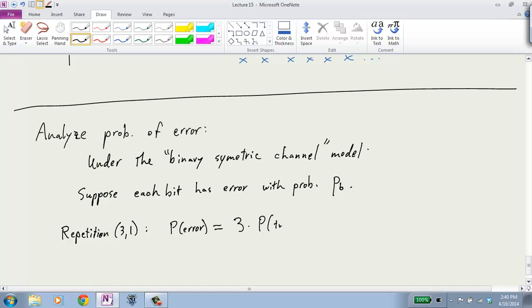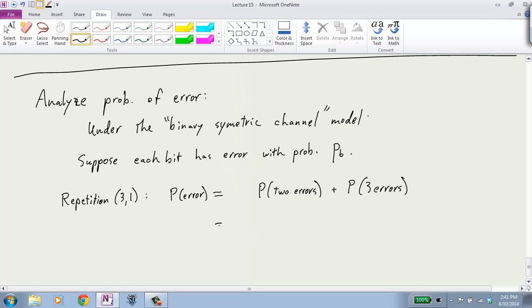I'll write 2 errors here, plus p_b, the probability of 3 errors. Maybe I should do this differently. I won't put the 3 there. We either get 2 errors or 3, but in the next line I'll say 2 errors. There were 3 ways to do it, and each one of those ways had probability p_b squared times 1 minus p_b.